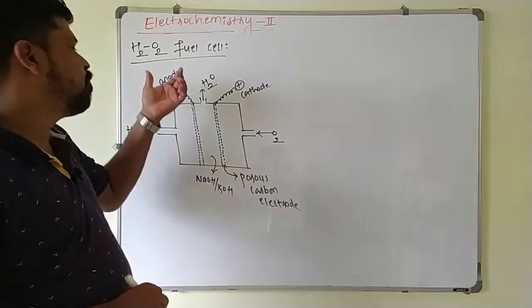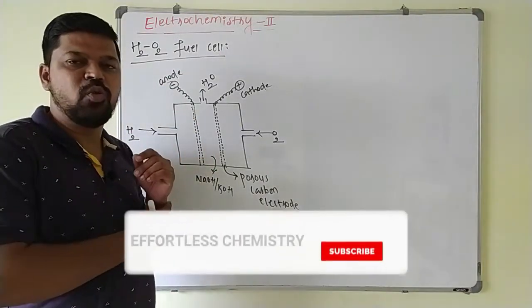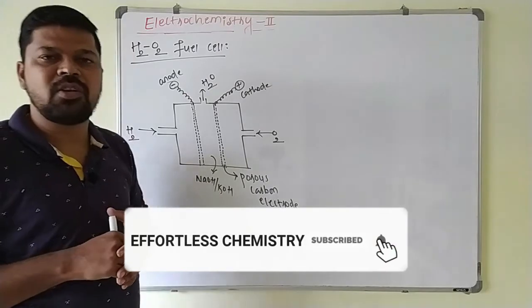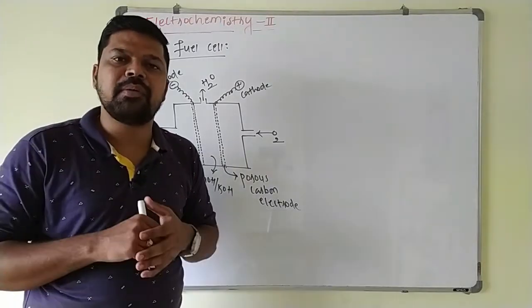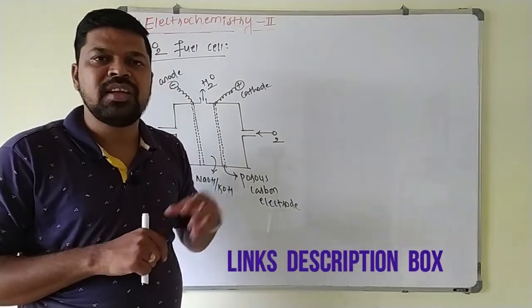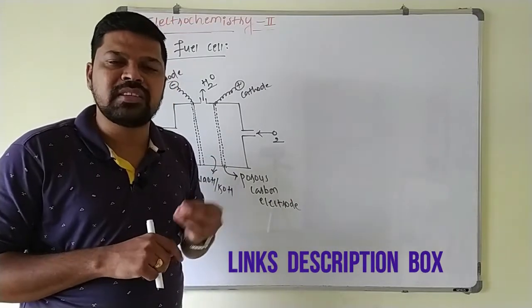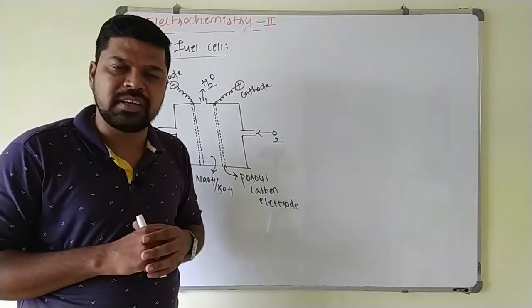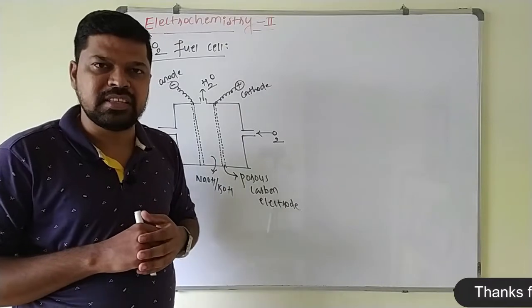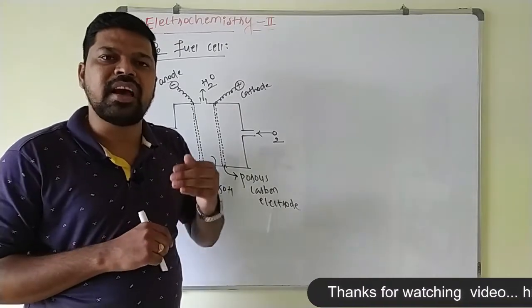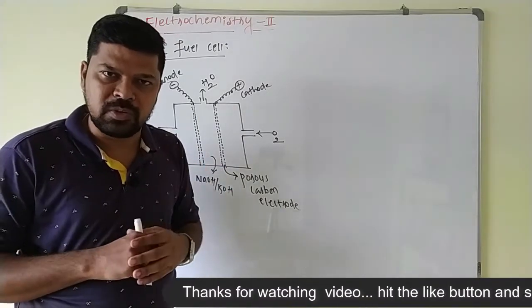Now we will discuss an important galvanic cell, that is the H2O2 fuel cell. We know that production of electricity by using thermal plants is not very efficient, because these thermal plants produce electricity only to an extent of 40%. They have very low efficiency, and they are a major source of pollution also.